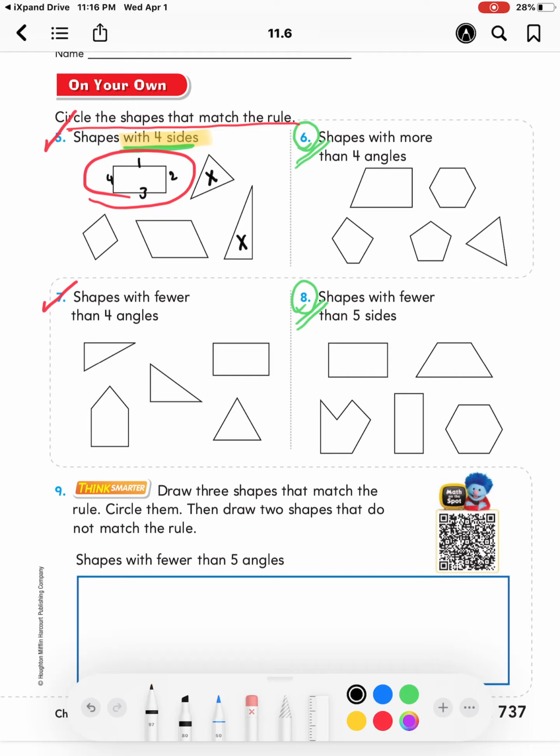Let's see the other shape, this one, the rhombus. How many sides? 1, 2, 3, and 4. So this shape has 4 sides. Let's circle it, okay? Now the last shape here. Let's count how many sides. 1, 2, 3, 4. This is actually a rhombus too. So we have here a shape with 4 sides, which is a rhombus. Okay. So we circle it.